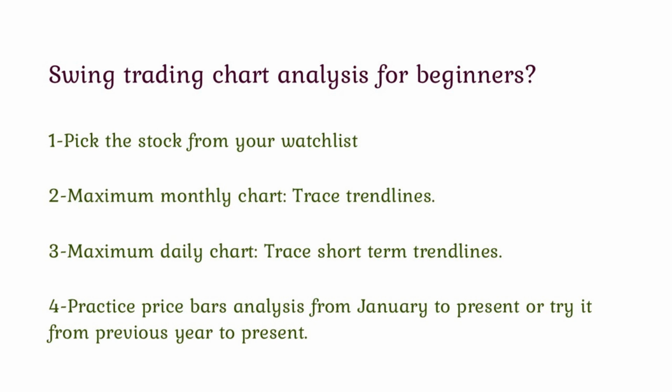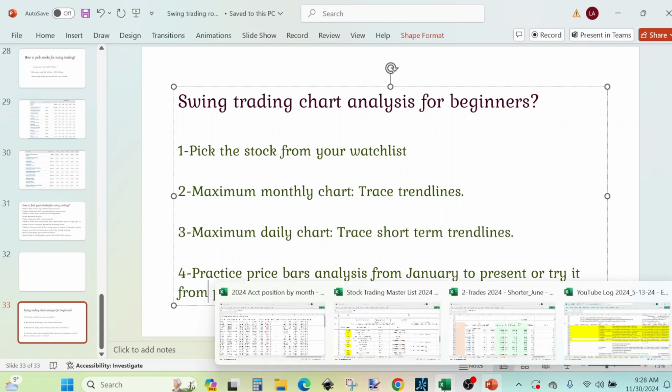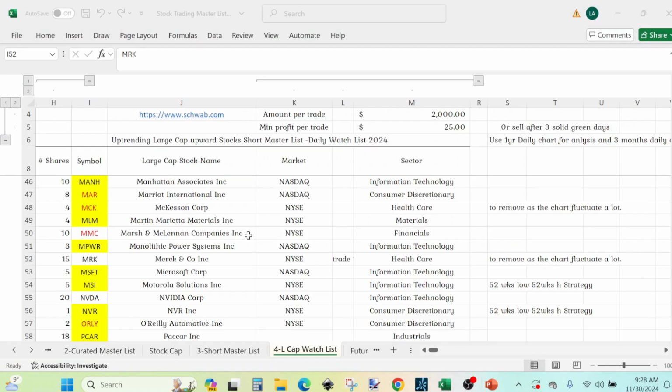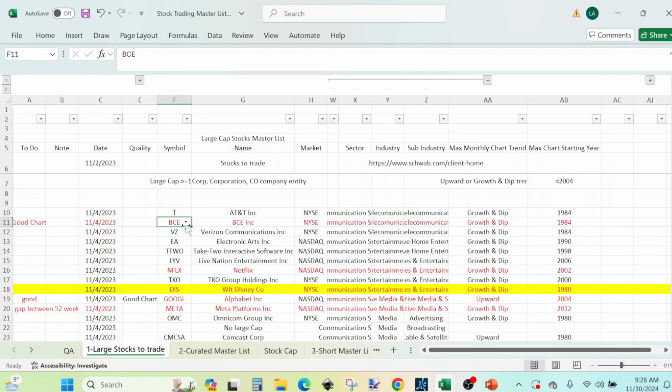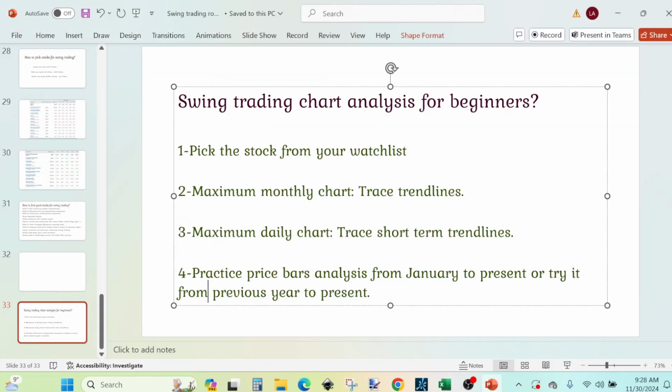Hello, swing trading chart analysis for beginners. So we recorded a video where we pick a random stock from our long list of stocks, BCE, and we are going to practice how to analyze the chart for it.